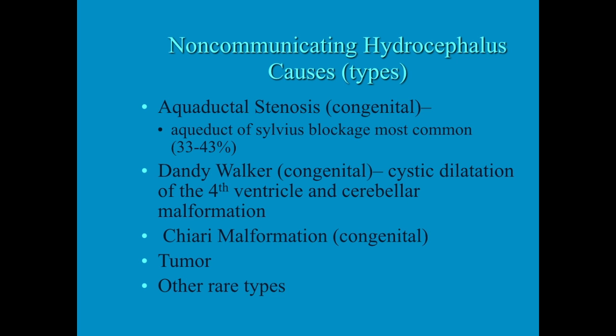There can be a problem with a blockage of the aqueduct of Sylvius, which is that middle section of that ventricle system. There can be Dandy-Walker syndrome, which is another congenital problem that has not only brain problems but also heart and metabolic. There can be a Chiari malformation that is also congenital, and with this, it causes the brain stem to almost herniate right into the spinal canal. And then there's some other rare types.